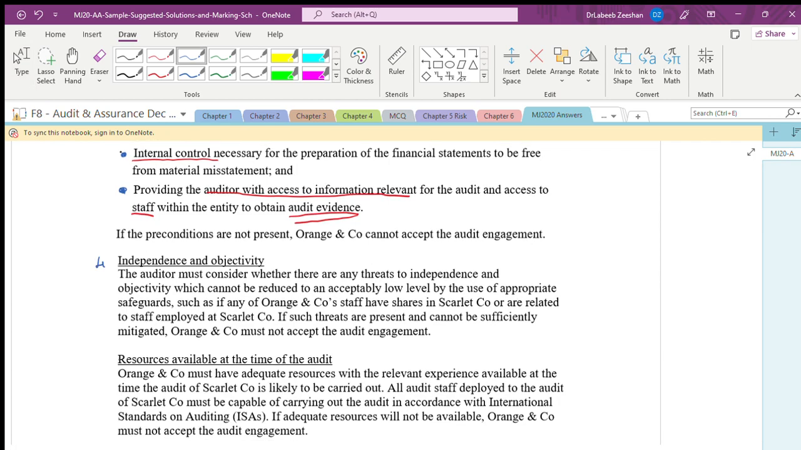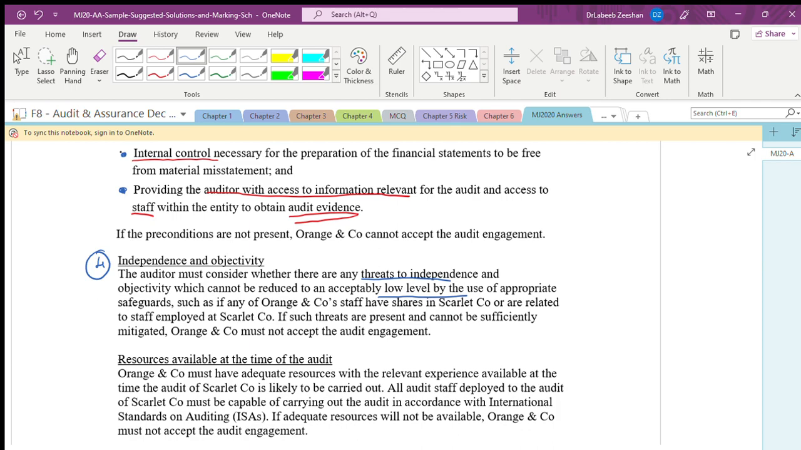What is point number 4? The auditor must consider independence. Independence means you should not come under any influence. The auditor must consider whether any threats to independence are there. And if there is no independence, definitely the auditor cannot perform its duties. If there is no independence, then what will happen? There will be a low level of use of appropriate safeguards. Is it right?